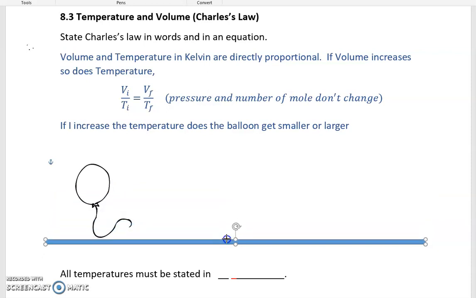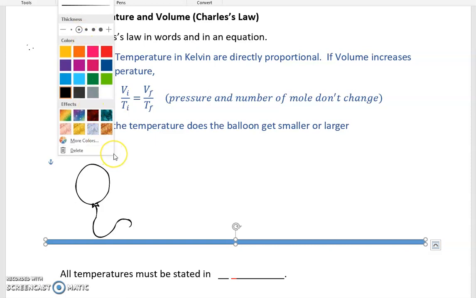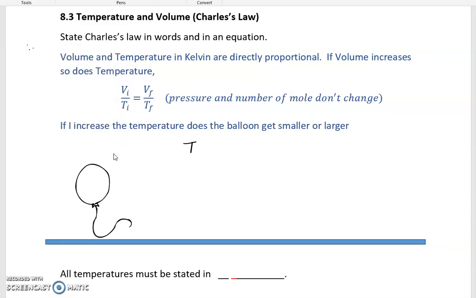If I increase the temperature, does my balloon get larger or smaller? Okay, so what we've said is the temperature and volume are directly proportional. So if the temperature increases, we expect the volume to increase. If the temperature decreased, the volume would decrease. So here we say we increase the temperature, the volume will increase, so my balloon is going to get larger.